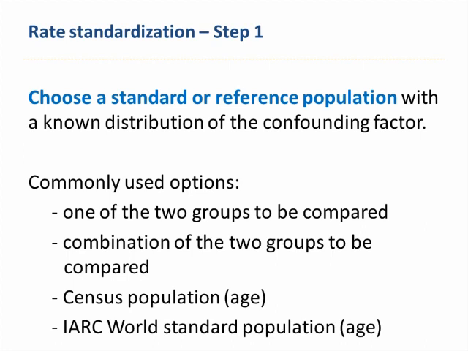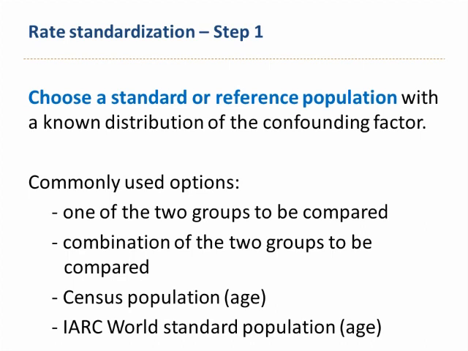Commonly used options for the reference or standard population are one of the two groups to be compared, either Hospital A or Hospital B in this case, or we could choose to combine the two groups into one hypothetical population. We might also take a census population where we have a known distribution of the confounding factor. If we were looking at age as a confounder, this is relatively easy to do, but we probably don't have any kind of an overall census number for what the normal distribution of severity score is in a hospital. So that might not be a good population to choose in this particular case.